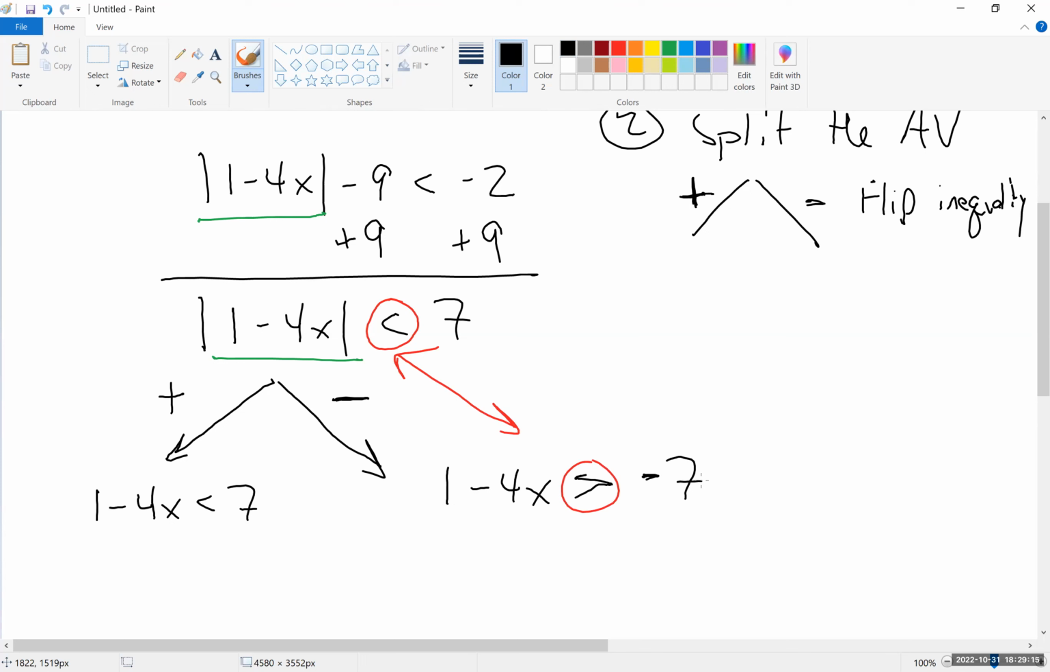Okay. And then the third step is to solve this. We're going to solve. And let's see. I should make one more note up here.